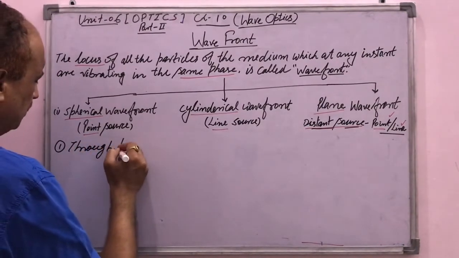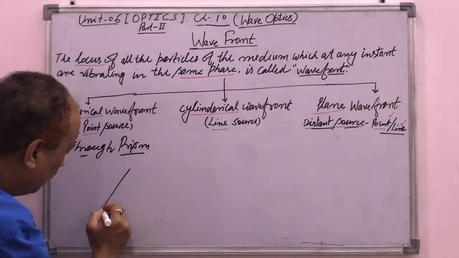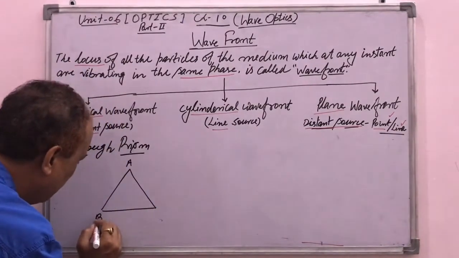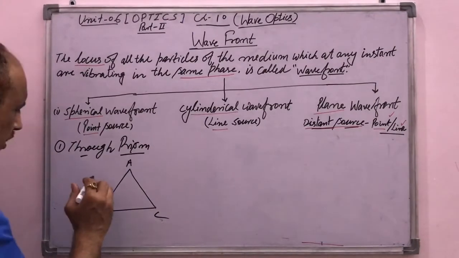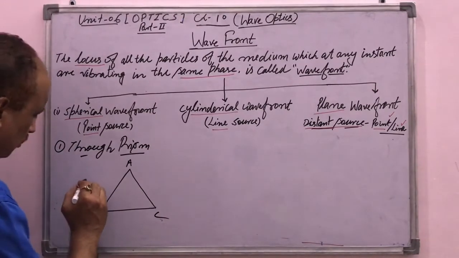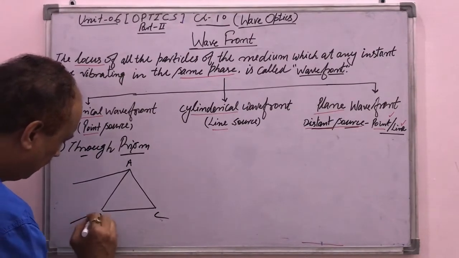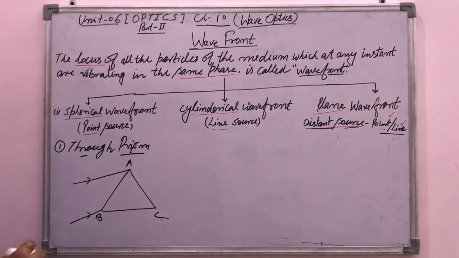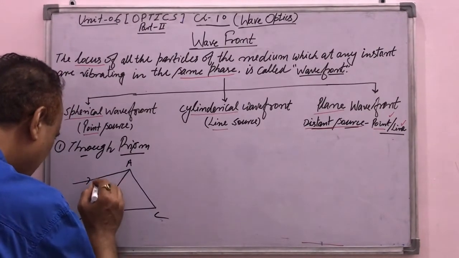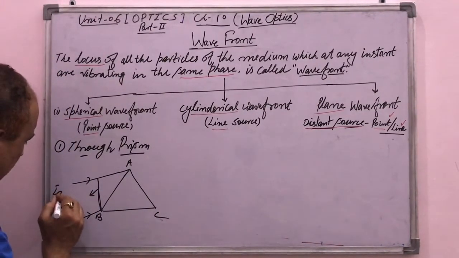Through prism, we have to take an example of the prism. So draw a diagram of the prism, say prism ABC. When the rays are incident parallel to each other on the face AB, you see it's a ray, and another parallel ray is incident here. These are parallel rays, and if we draw a perpendicular in between them, that perpendicular indicates the incident wavefront.